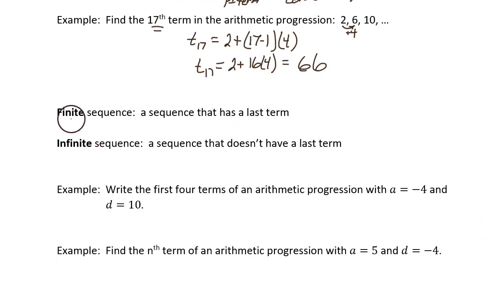A finite sequence is a sequence that ends. It has a last term. An infinite sequence is a sequence that never ends. It doesn't have a last term. An infinite sequence would be a list of numbers where you end the list with ... to show that it continues forever.